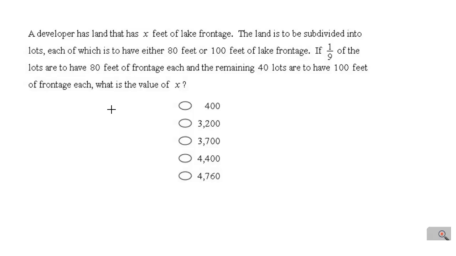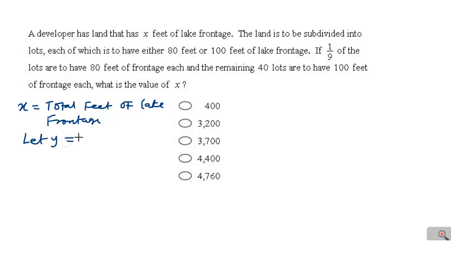One thing about this question is we need to interpret it sentence by sentence. First of all, let's say that X as given is the total feet of lake frontage. Now let Y be equal to the total lots. The total lots could each have either 80 feet or 100 feet of lake frontage.